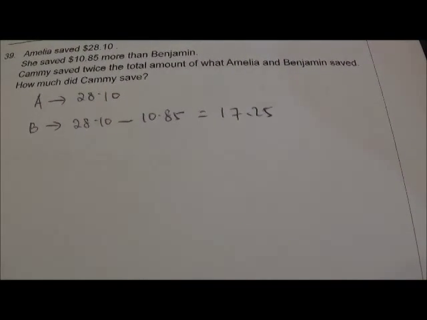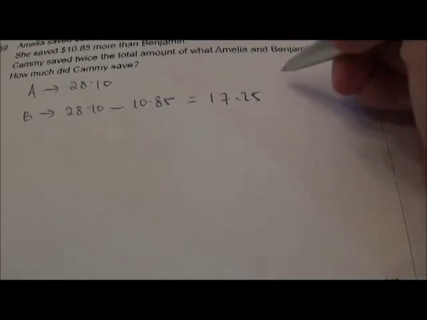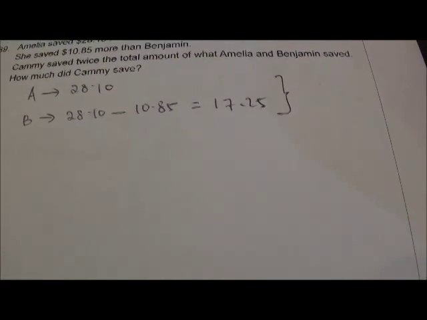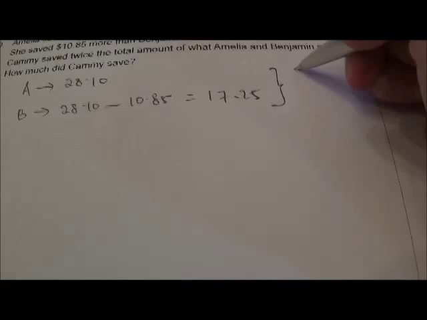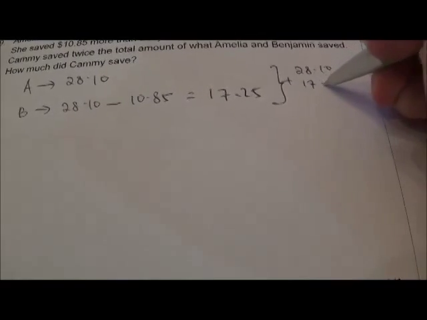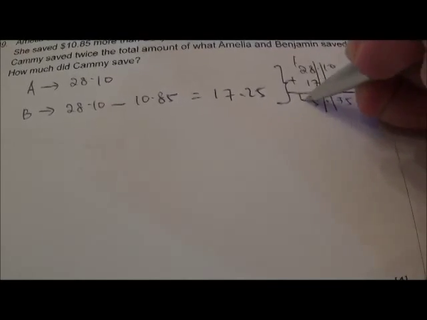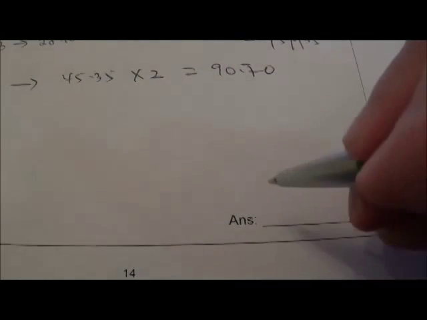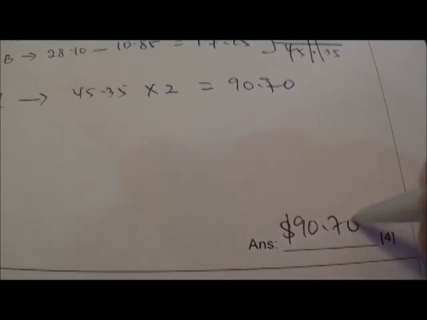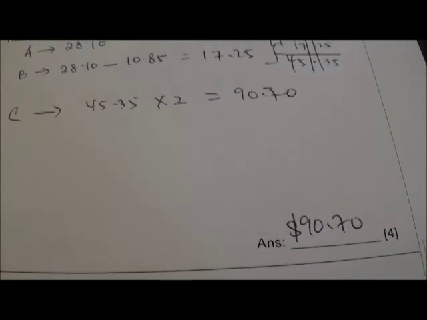Cammy saved twice the total amount of what Benjamin and Amelia saved. So altogether, Amelia and Benjamin would be 28.10 plus 17.25. This is $45.35. Cammy is twice, right? So 45.35 times 2. I should get $90.70. How much did Cammy save? That's my final answer. So my final answer here is $90.70. Don't forget my SI unit.